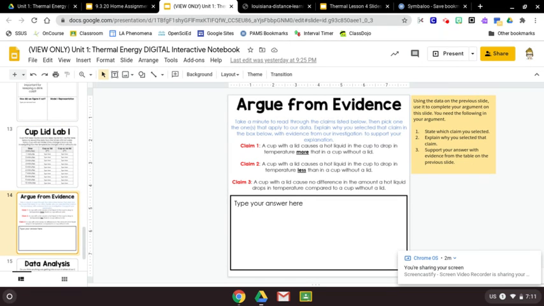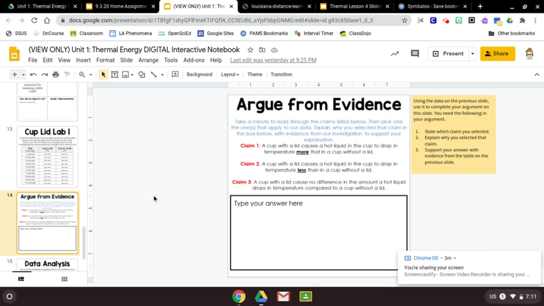It's an argue from evidence. Now this is practice, okay? We've never done this before. So I'm looking at this to see what you guys can do and what you can't do. So it says, take a minute to read through the claims listed below. Then pick one, the one that applies for our data. Explain why you selected that claim in the box below with evidence from our investigation to support your explanation. So I should have at least 3 good sentences. Your answer, telling me what claim you chose, your explanation, and then your evidence to support. All right, and the reason why that evidence supports. Okay, so there's 3 different claims, and then you tell me what claim you selected, explain why, support it with evidence.